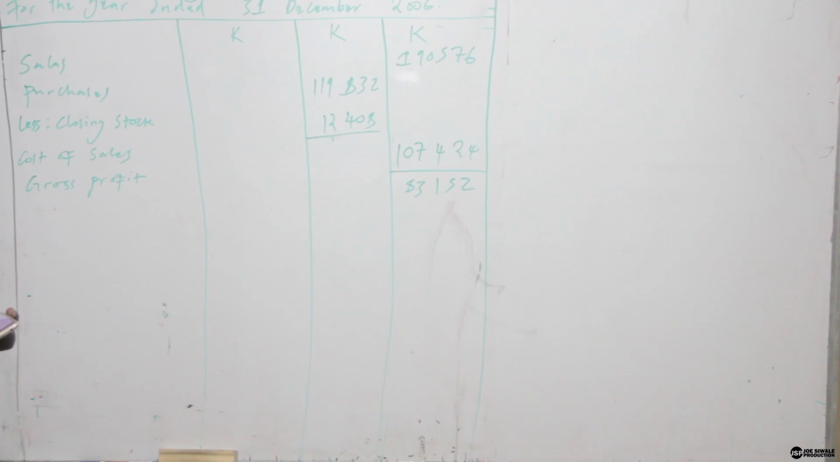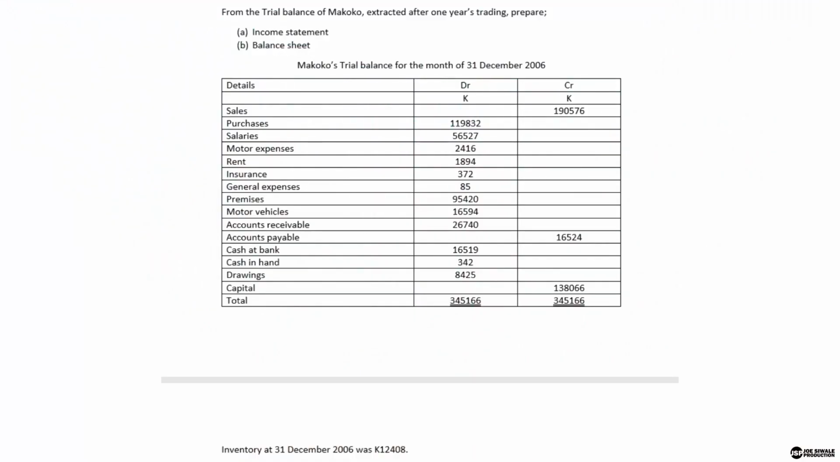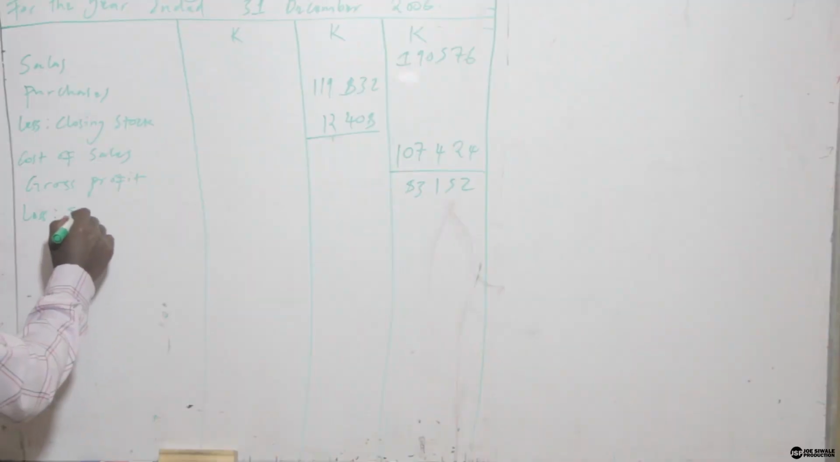So let us look at the profit and loss account. So let us look at the items in the trial balance. So let us identify if we have any gains. So we don't have any gains. That means that we're going to skip the part of gains, but we do have expenses. And the expenses that we are having, we have salaries, we have motor expenses, we have rent, we have insurance, we also have general expenses. So we can say less expenses.